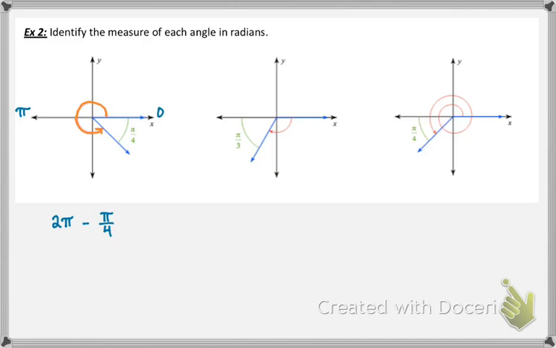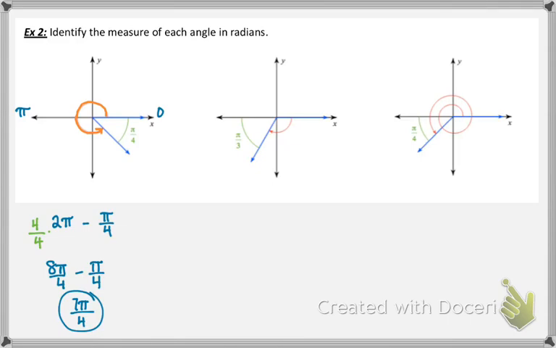And so 2 pi minus pi over 4, I need a common denominator. I'm going to make both denominators 4, so I have to multiply both the numerator and the denominator by 4. So that's going to give me 8 pi over 4 minus pi over 4. That's 7 pi over 4. That is the measure of that angle, 7 pi over 4.